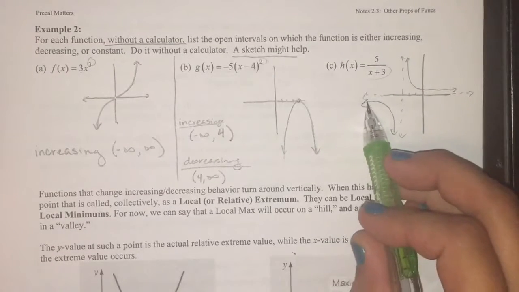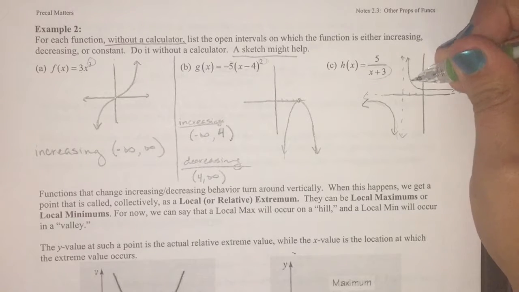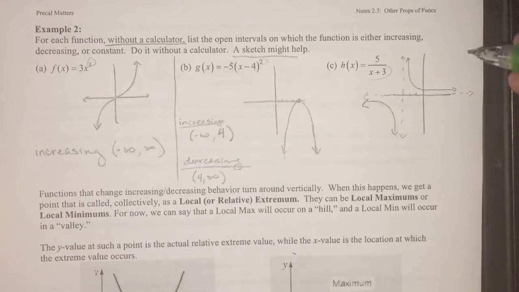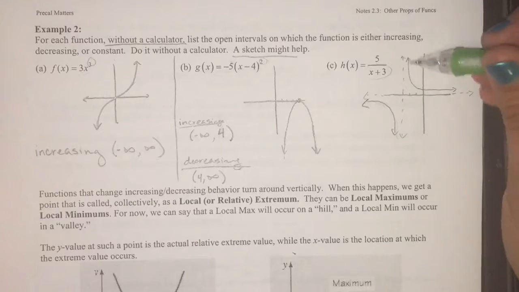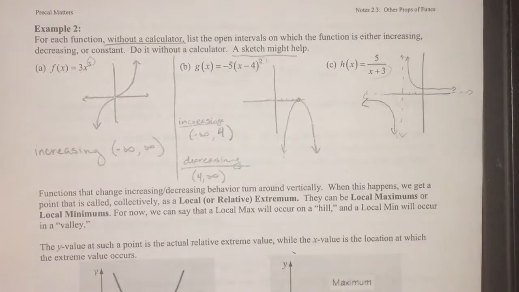So this function is decreasing. And then when I pick it up over here, it's decreasing again. So this function is never increasing, but it also doesn't exist at -3. So we can't say that it's decreasing for the entire domain because at -3, it doesn't exist.